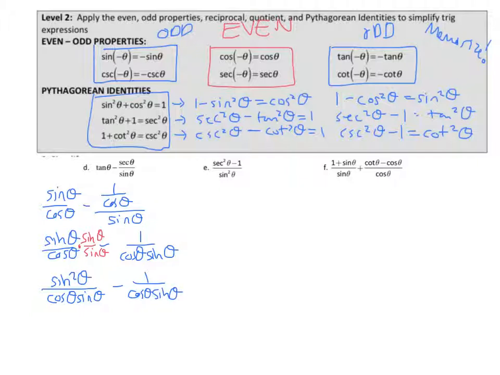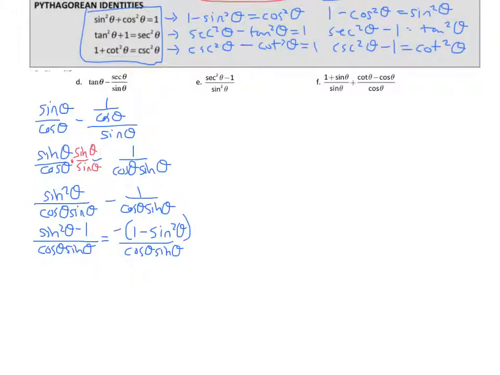And then I can combine those into one fraction. So I get sine squared theta minus 1 over cosine theta sine theta. I subtracted the tops and you keep the bottom the same. Now I can factor out a negative on the top expression, and I would get 1 minus sine squared theta. And 1 minus sine squared theta is equivalent to cosine squared theta. So I end up with negative cosine squared theta over cosine theta sine theta.